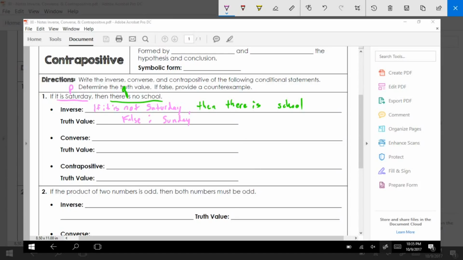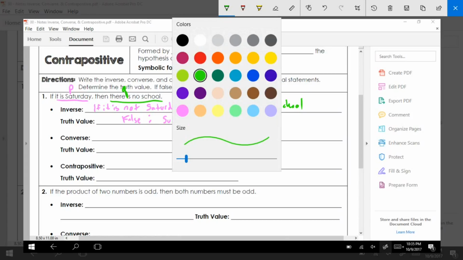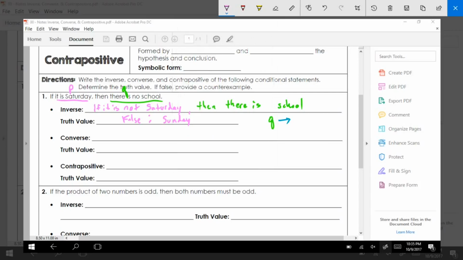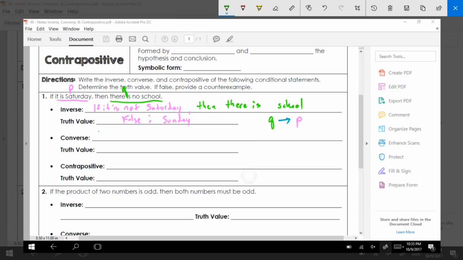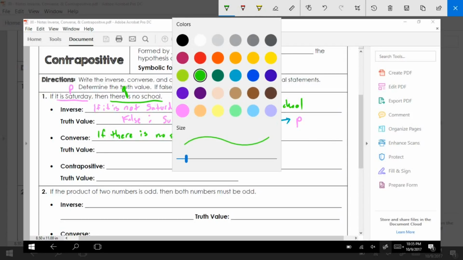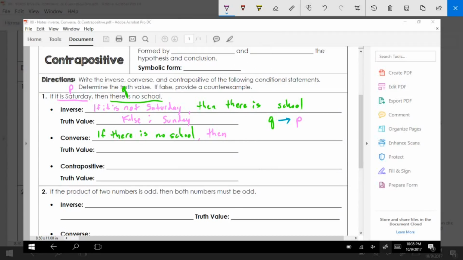Now let's do the converse. Look up at your notes. How do we get the converse? We get it by switching the hypothesis and conclusion. So our symbol would be if Q, and I'm just gonna use some colors, then P. So where is Q? Q is there is no school. So if there is no school, then, where's P? There it is. It is Saturday. Then it is Saturday.